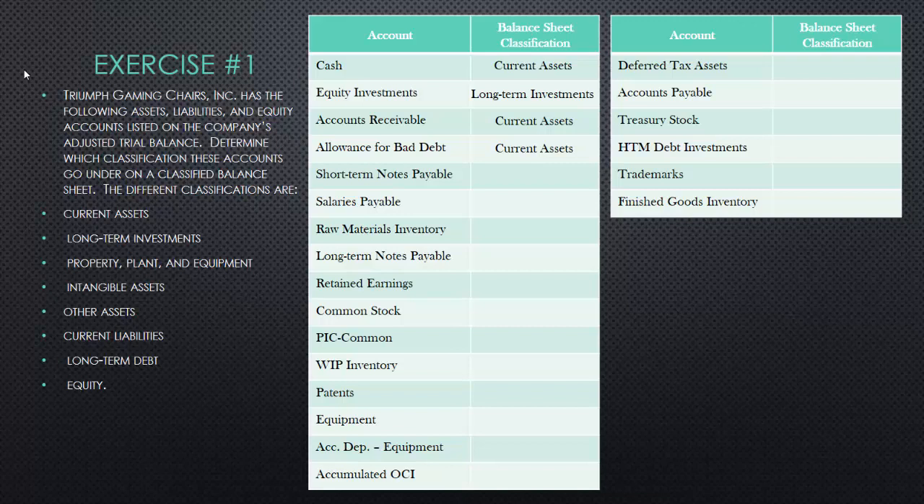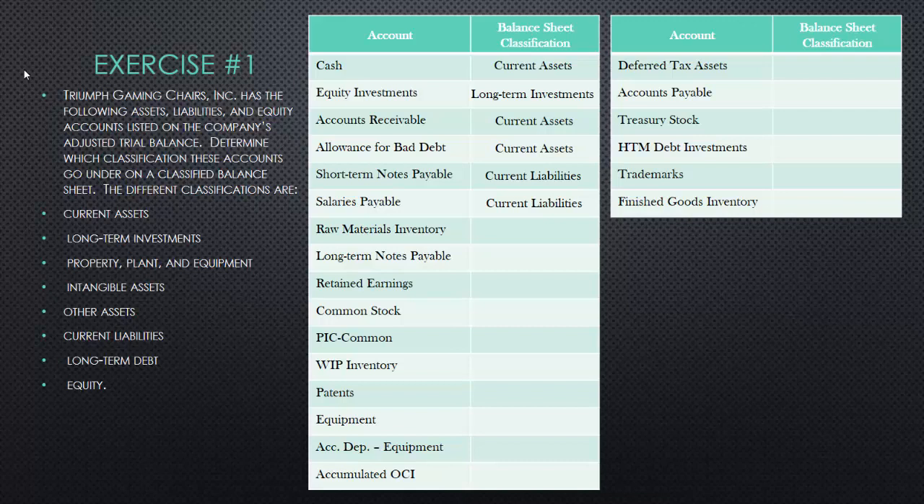We have short-term notes payable. We took out a loan, but we're going to pay that loan off within the next year, which means it is going to be classified as a current liability. Salaries payable, I think our employees expect us to pay them within the next year, so that is also a current liability. After that, we have raw materials inventory.